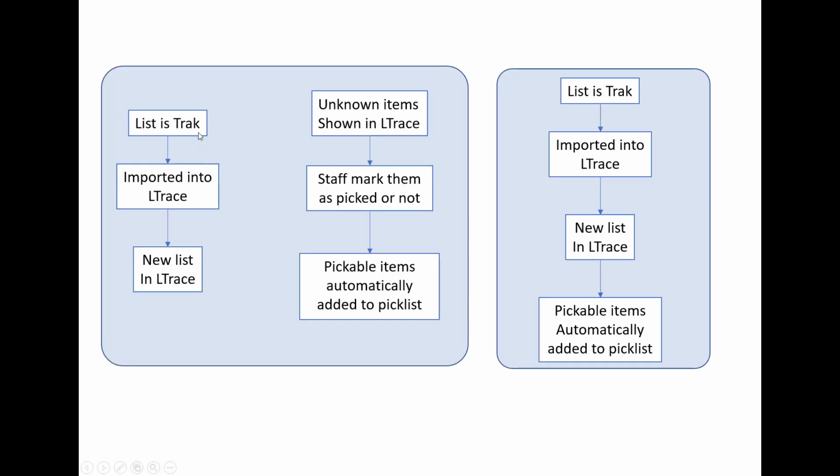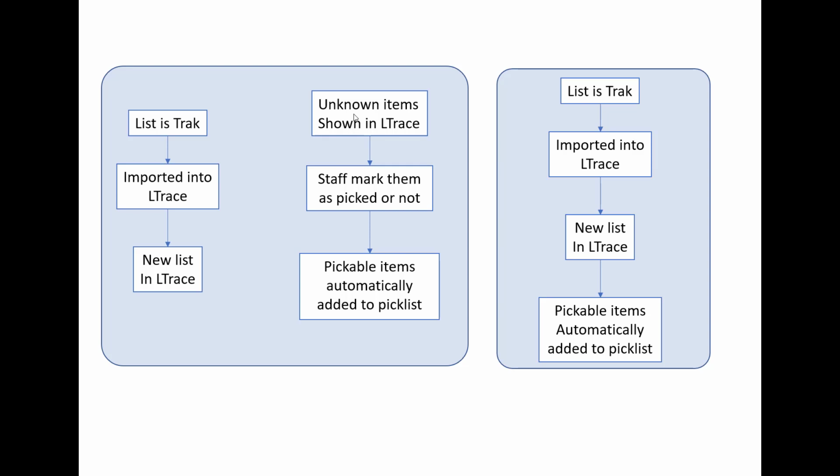You've got a list in Track. We'll import that into LTrace, and we'll create a new list in LTrace with all of the items potentially on it, but not shown to the user. What we then do is we say, well, here's a list of all the items that we don't know what to do with, and we'll show you that in LTrace.